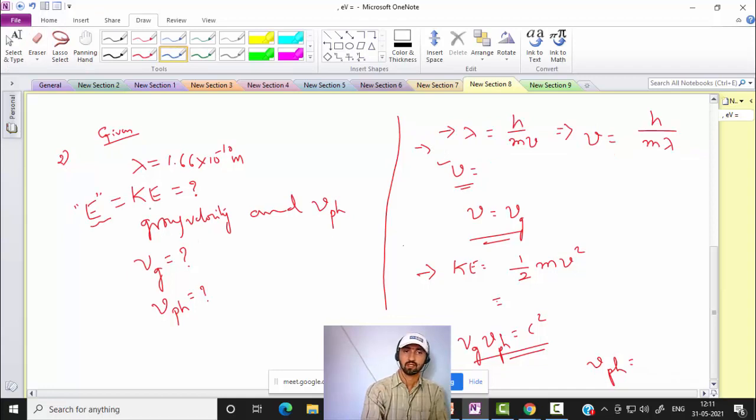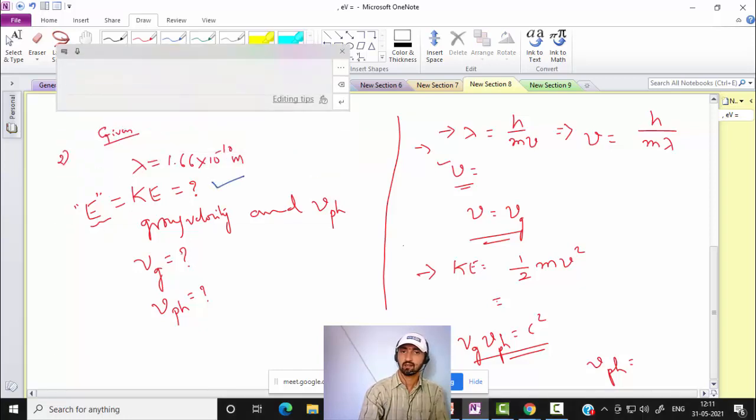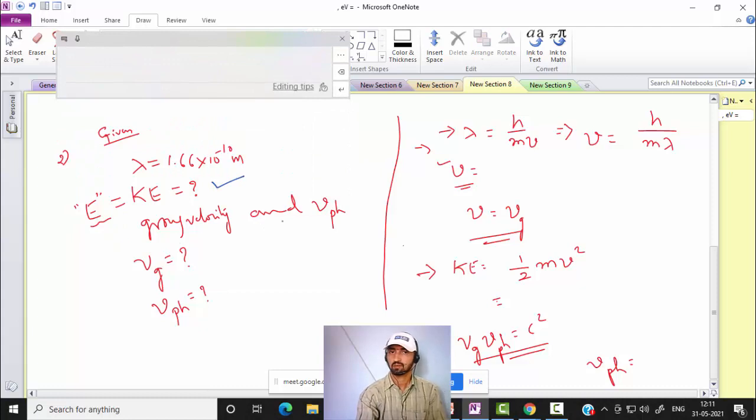First, you are supposed to note down the given data. The wavelength lambda is given. The kinetic energy E is to be determined. The group velocity and phase velocity are to be determined. Therefore, Vg is unknown and phase velocity is unknown. We will start with calculating the velocity, the solution part.